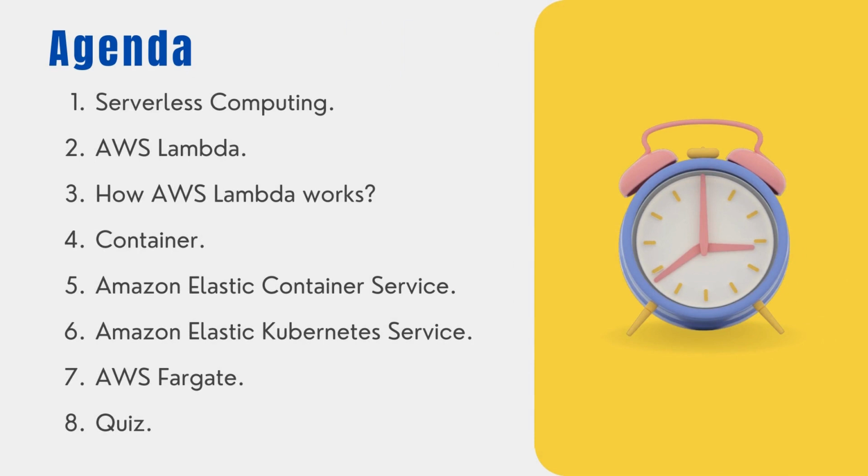This is the agenda for this video. First, we will be talking about what is serverless computing. Then we will see an AWS service called AWS Lambda, which is used for serverless computing, and how it works. Then we will see what is a container and then some AWS services which use containers: Amazon Elastic Container Service or ECS and Amazon Elastic Kubernetes Service or EKS. Then we will see what is AWS Fargate.